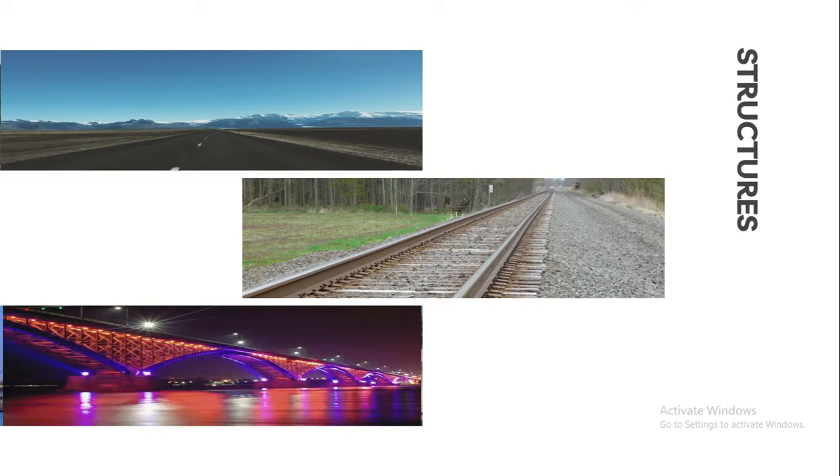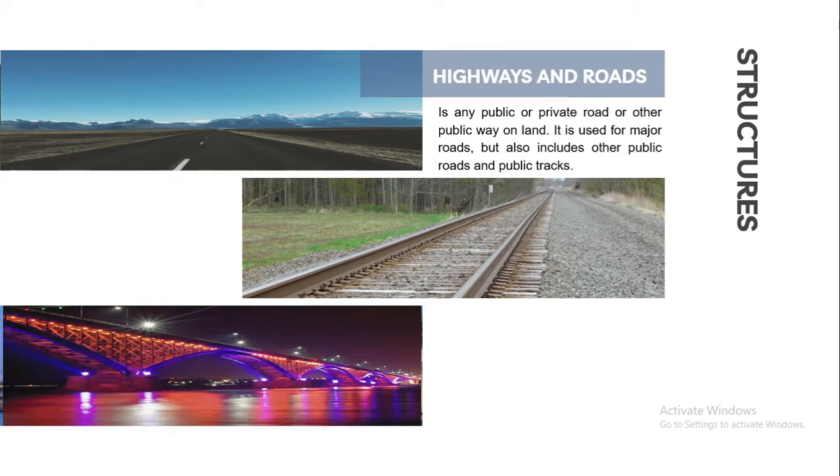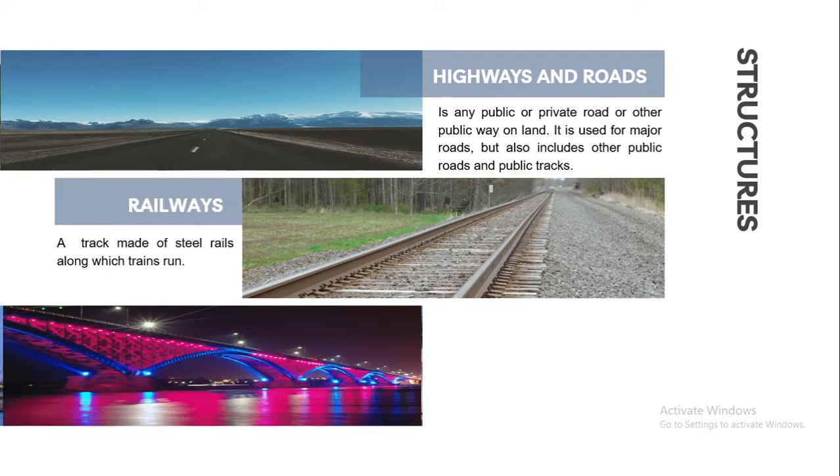First are the highways and roads. These refer to any public or private road or other public way on land. It is used for major roads but also includes other public roads and public tracks. Next are the railways. These are tracks made of steel rails along which trains run.